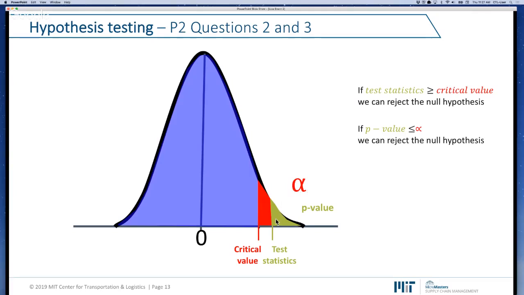We're just doing the same thing. Instead of comparing my critical value to my test statistics, now I'm comparing the alpha value with the p-value. These are areas instead of values on my x-axis. So if this area is smaller than this one, then I can reject the null hypothesis. Again, for the same reason that Andrea highlighted, because we are outside this 90% confidence interval that we selected.